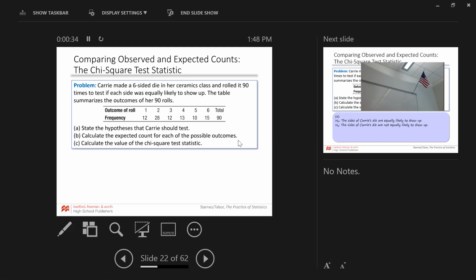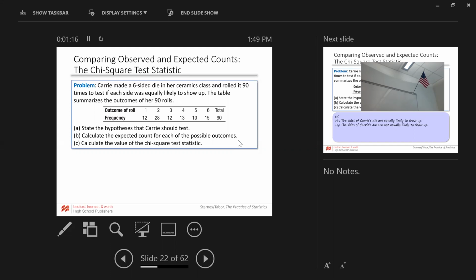And it says, state the hypotheses, what are the expected counts, and find the value of the chi-square test statistic. To remind you, this is what is on the template. You need to come up with the conditions, the null and alternate, the test statistic, which in this case would be chi-squared, the degrees of freedom, and the p-value. And then you need to decide to reject or to fail to reject.